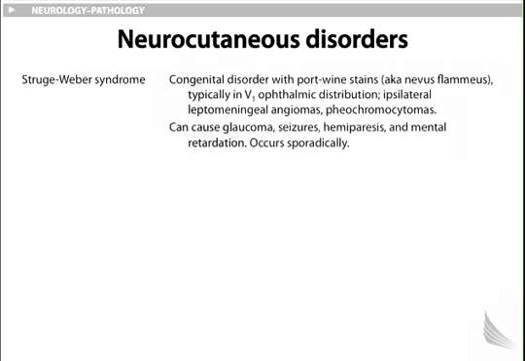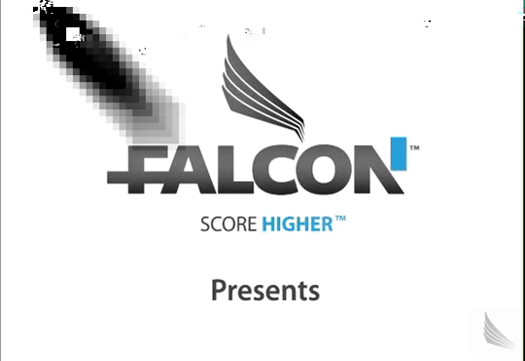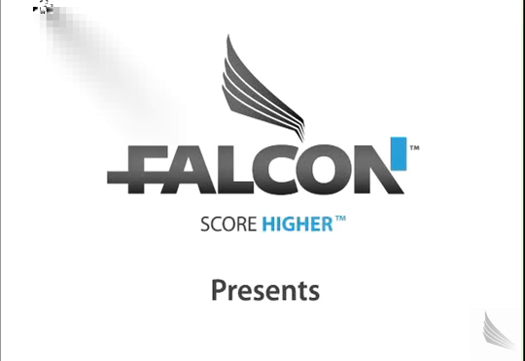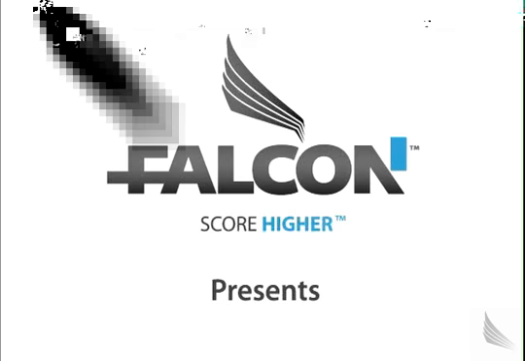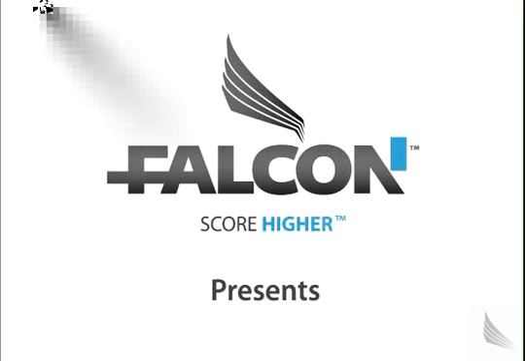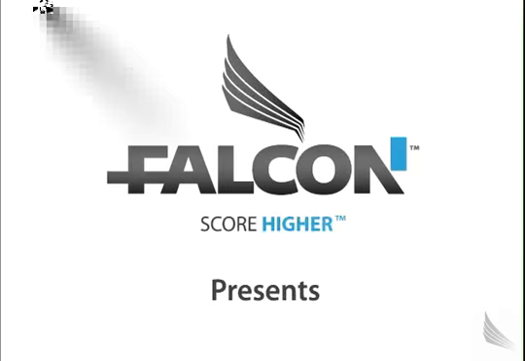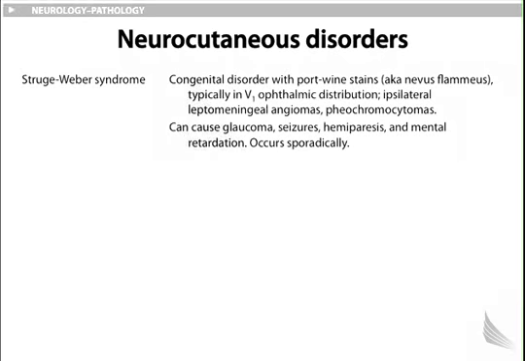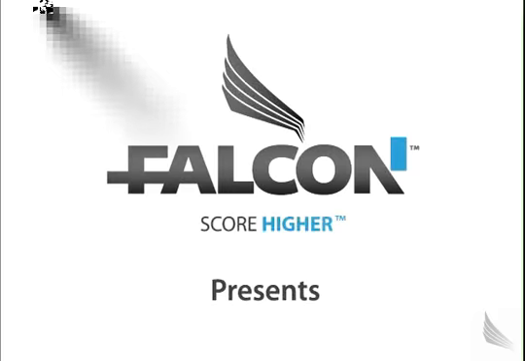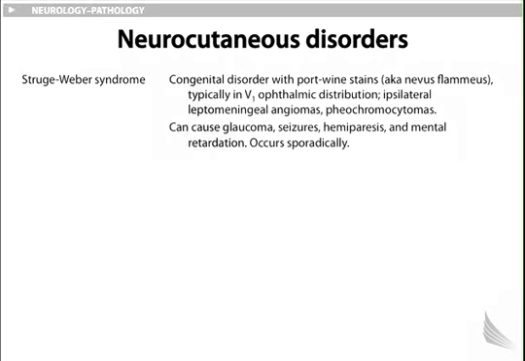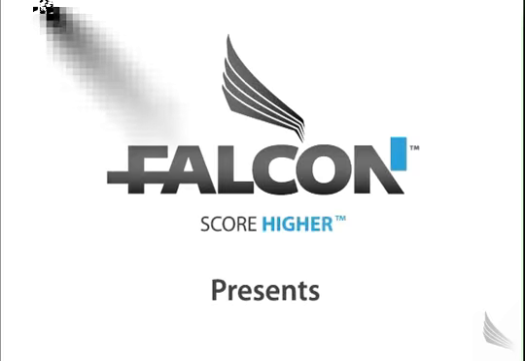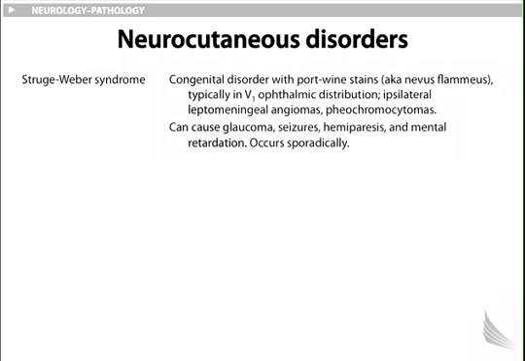There are a number of neurocutaneous disorders that are worth knowing about as well. For example, Sturge-Weber syndrome. This is a congenital disorder, and patients often have a classic port wine stain, sometimes referred to as a nevus flammeus. The stain is in the V1 distribution, that is the ophthalmic nerve, and the patients often have ipsilateral leptomeningeal angiomas, pheochromocytomas, and this disease can cause glaucoma, seizures, hemiparesis, even hemiatrophy, as well as mental retardation. This disease occurs sporadically.